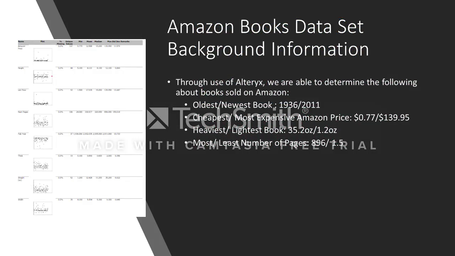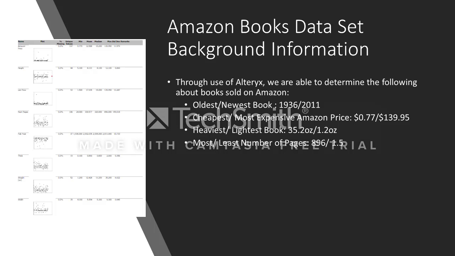Amazon collects a lot of information about the books it sells, but our specific data set we will be working with will include the title, author, publisher, listing price, Amazon price, whether the book is hardcover or paperback, the number of pages each book has, the publishing year, the ISBN 10, the height, width, thickness, and weight of the book.